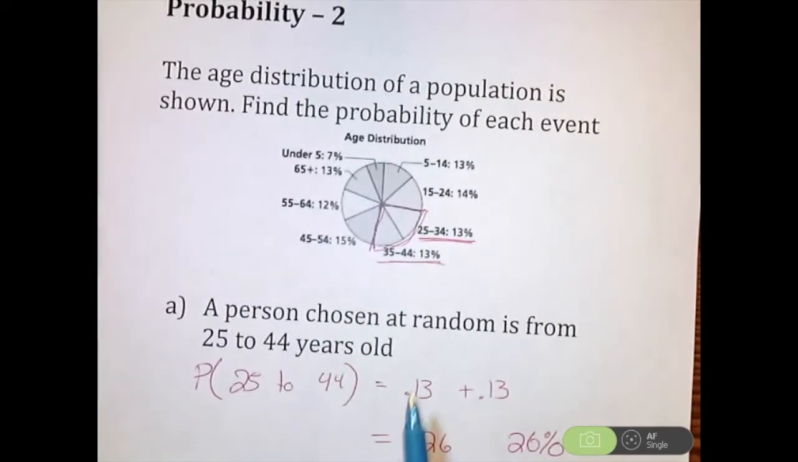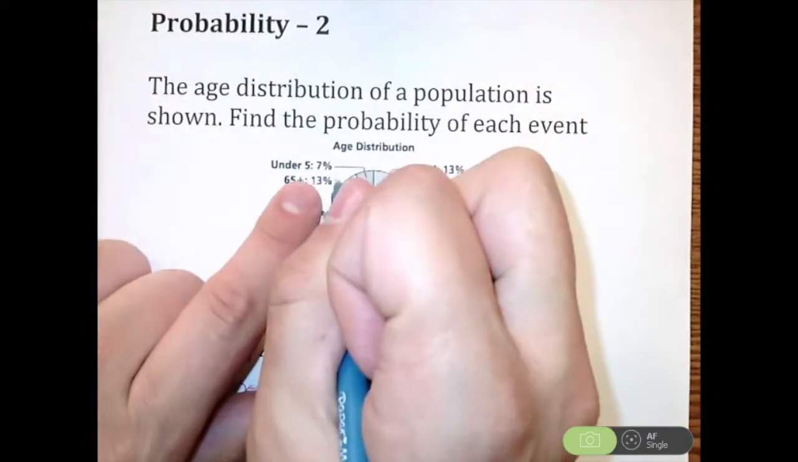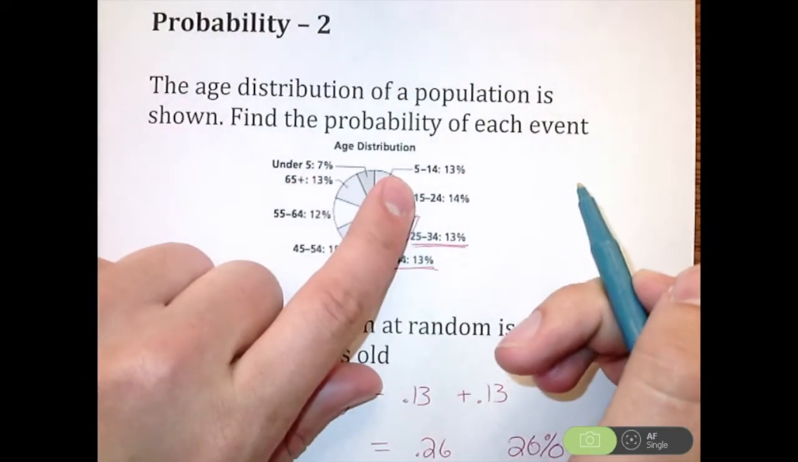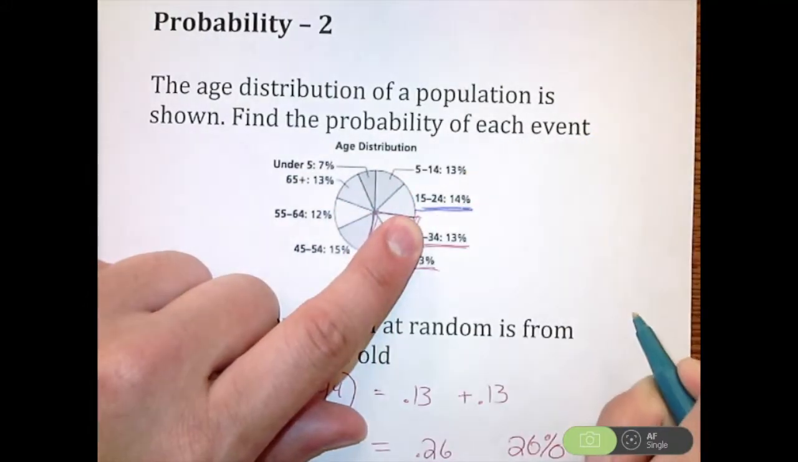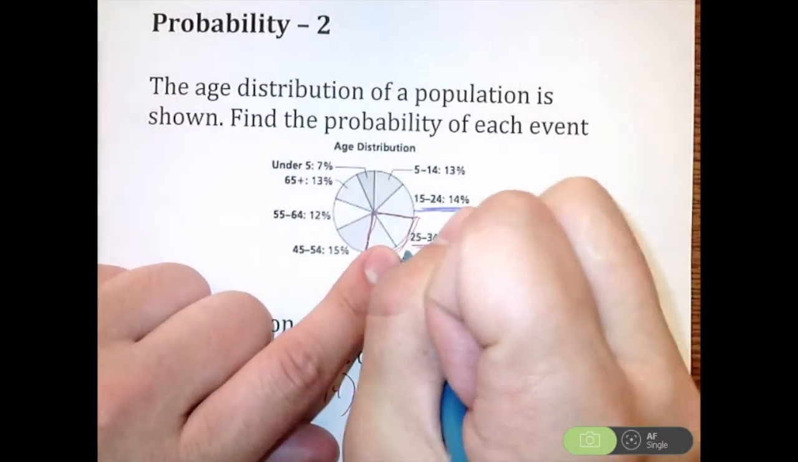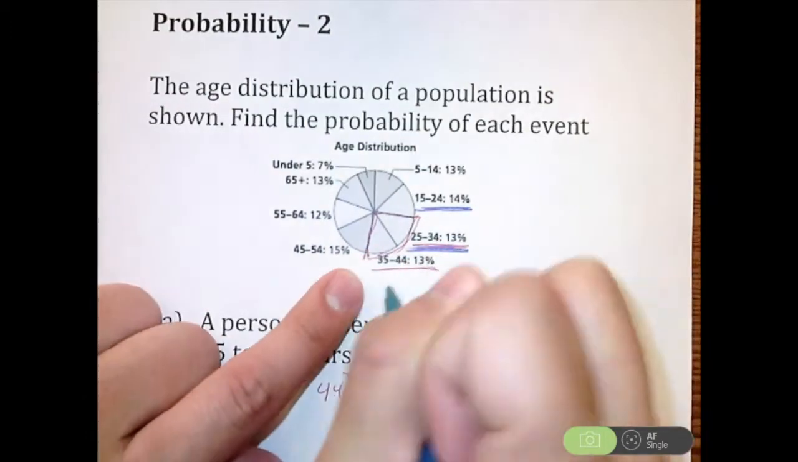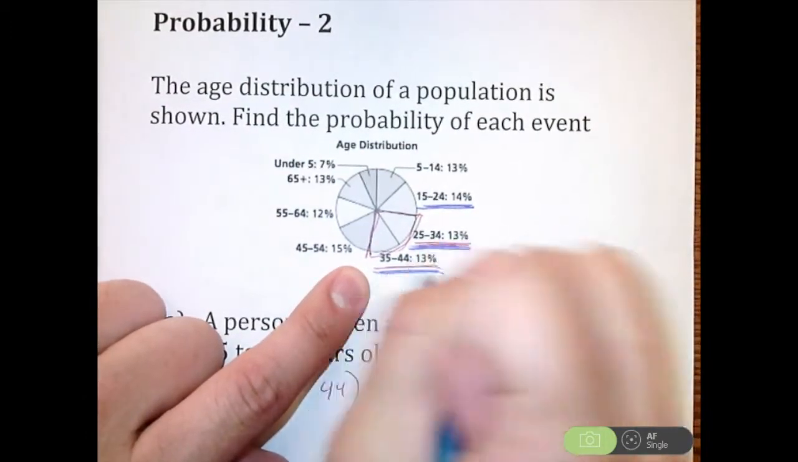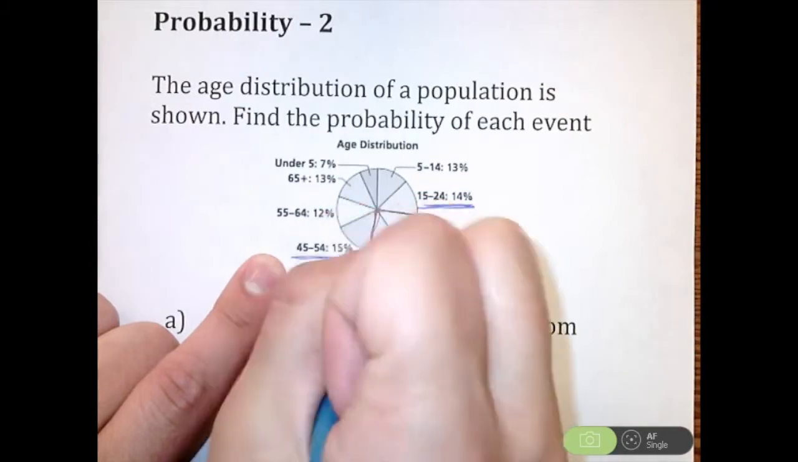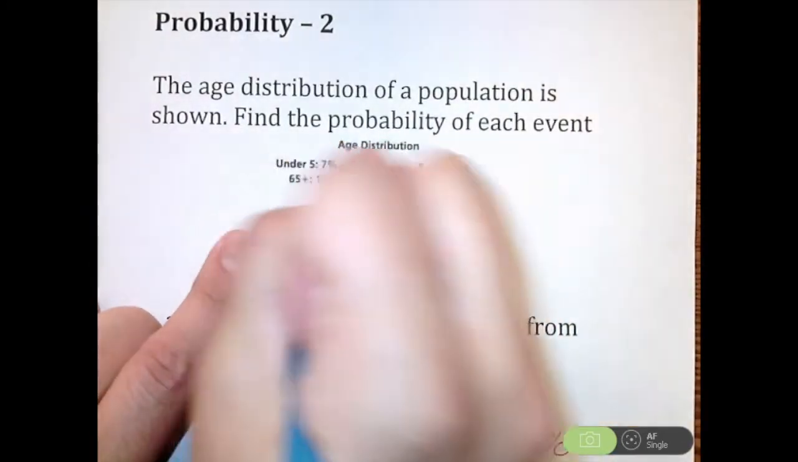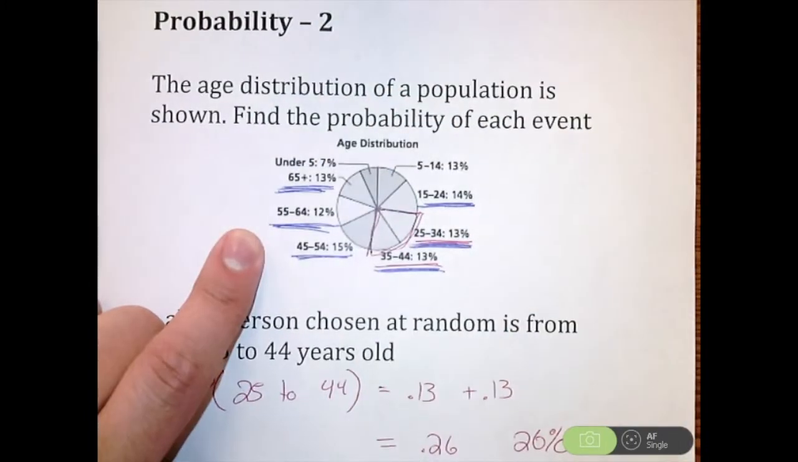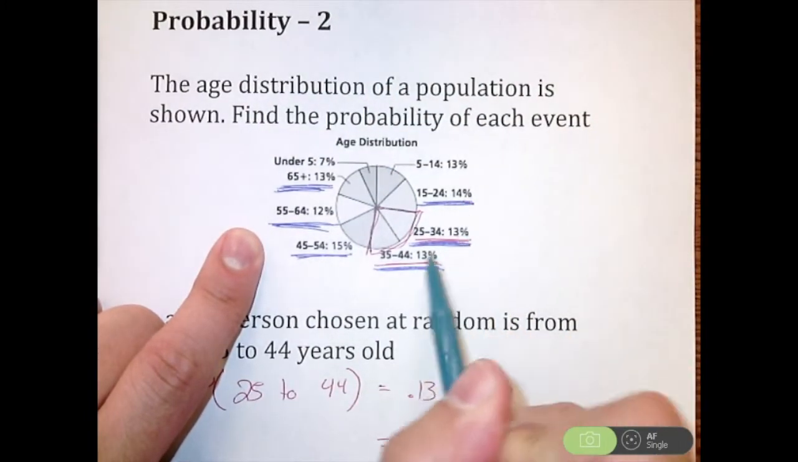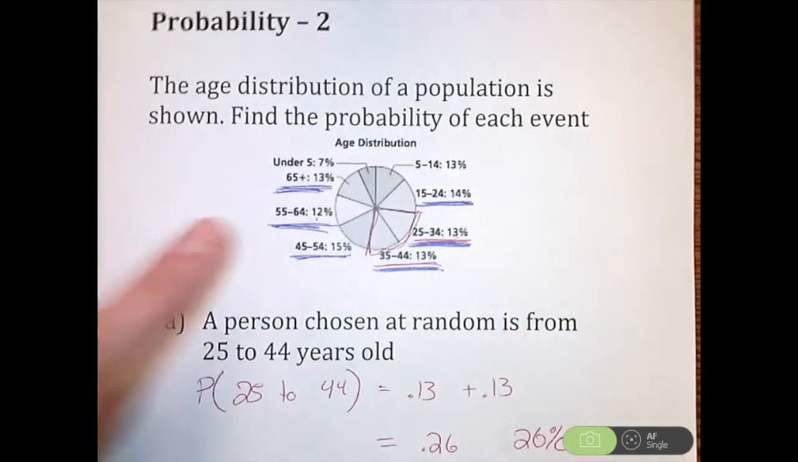So I'm going to use my blue pen here, and let's look at what is anything 15 or above. So I have under 5, no. 5 to 14, no. 15 to 24, so I need this piece. 25 to 34, that's at least 15. 35 to 44, that's at least 15. 45 to 54, that's at least 15. 55 to 64, and 65 plus. So I'm using all those pieces: 1, 2, 3, 4, 5, 6.